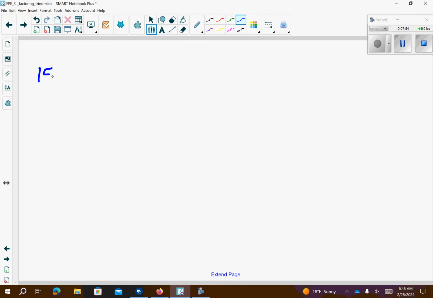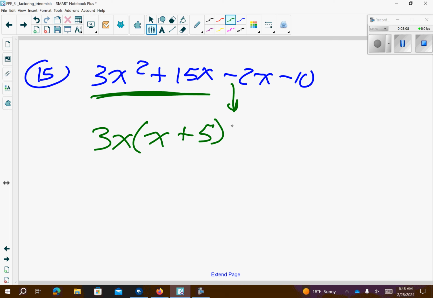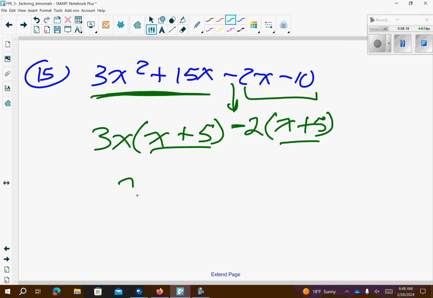Number 15, I have 3x squared plus 15x minus 2x minus 10. So can I factor a 3x out of both of those? Sure can. That leaves me x plus 5. Middle sign comes down. I can factor a negative 2 out of both of those. Factor a negative 2 out of negative 2x, I'm left with x. Factor a negative 2 out of negative 10, I'm left with positive 5. Those are the same. That leaves me 3x minus 2.